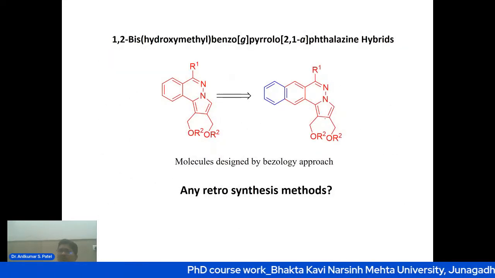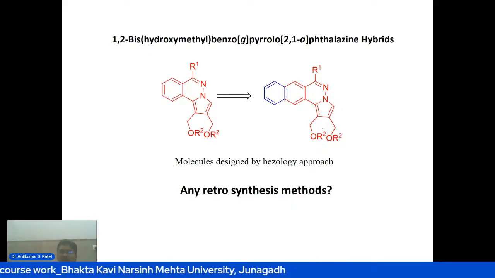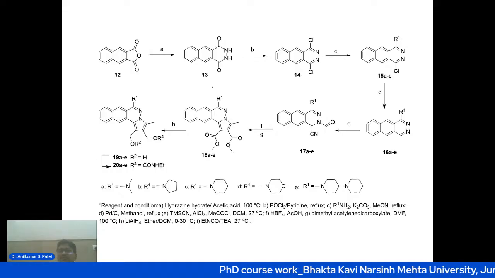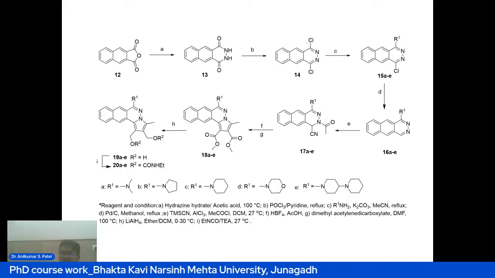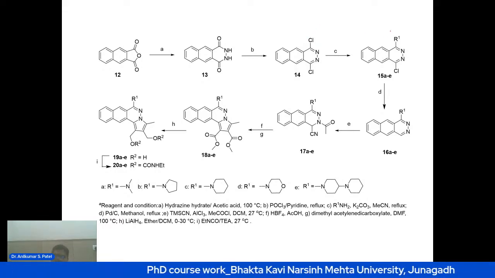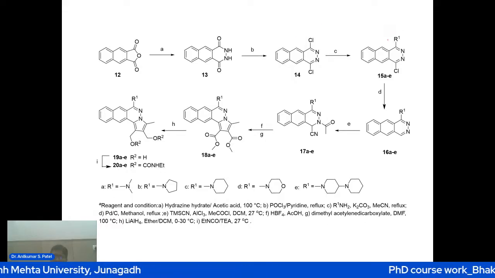So how can we synthesize it? Similar to the previous synthesis, but here we have taken the anhydride. This anhydride is converted into phthalazines, and the phthalazine is converted into dichlorophthalazines, benzo dichlorophthalazines. This is compound 14. After that, we have replaced one halogen, a partial halogen replacement with amines.